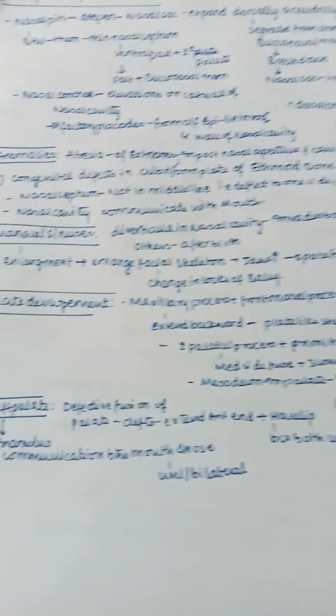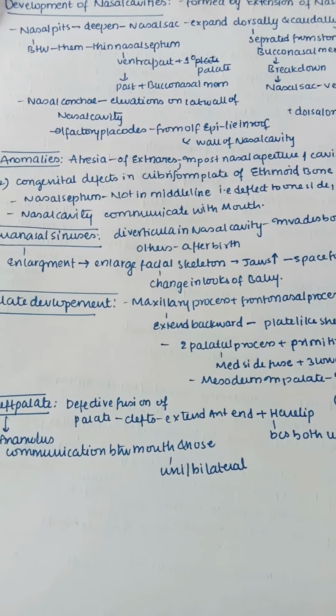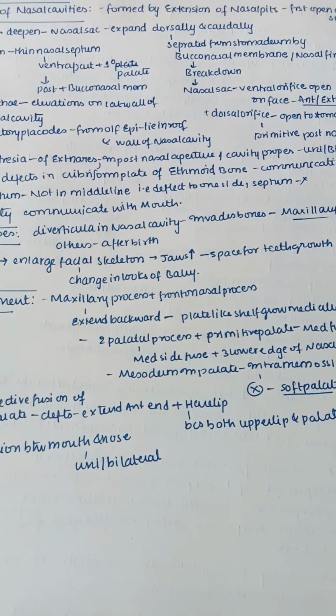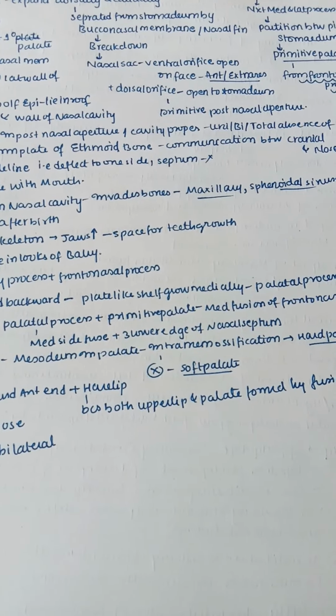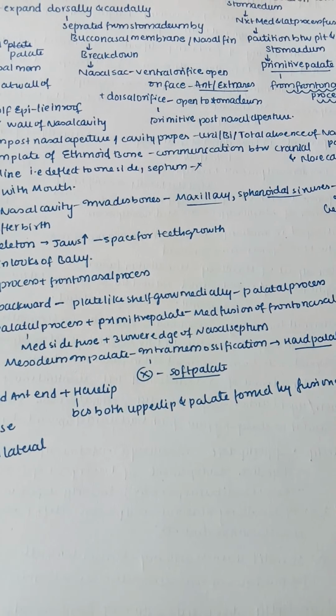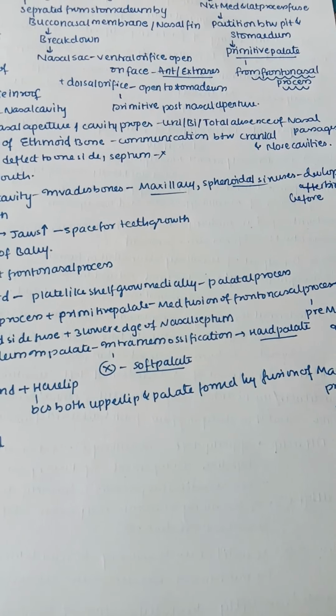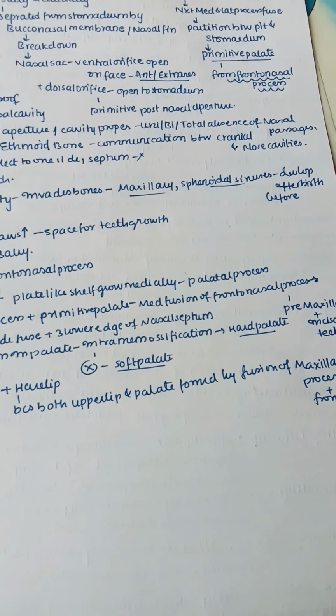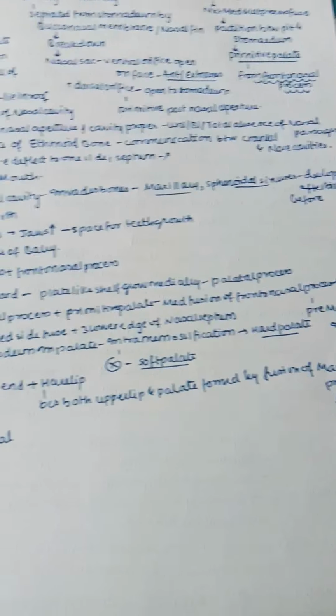Now let us move on to anomalies. There are anomalies like atresia of the external nares or the posterior nasal aperture, and the cavity proper. It may be unilateral or bilateral, that is in one nose or both, and also there may sometimes be total absence of the nasal passage.